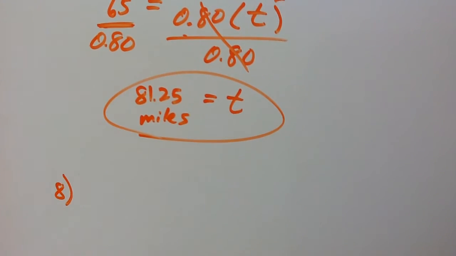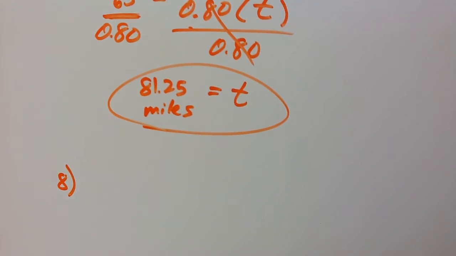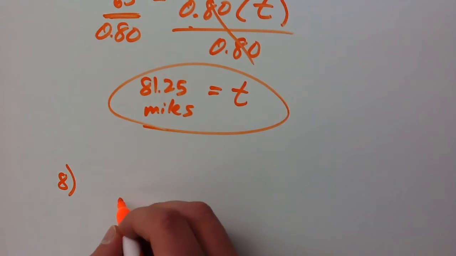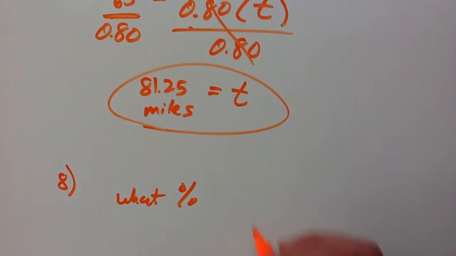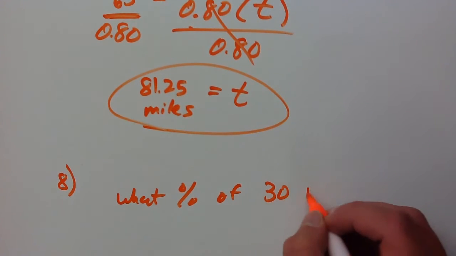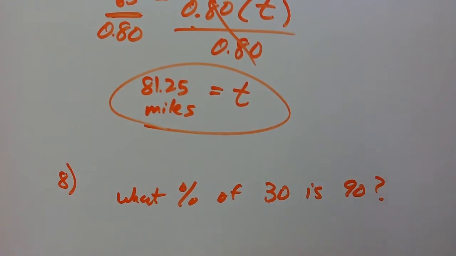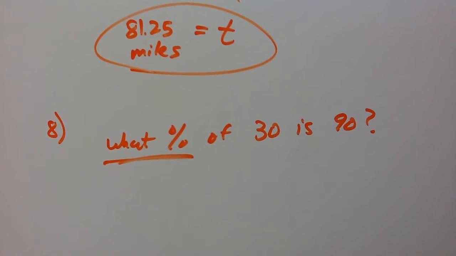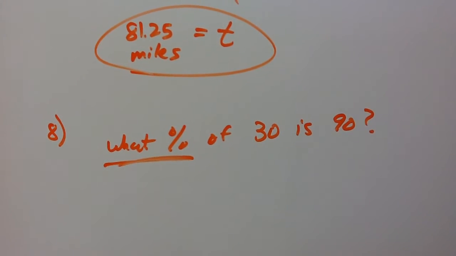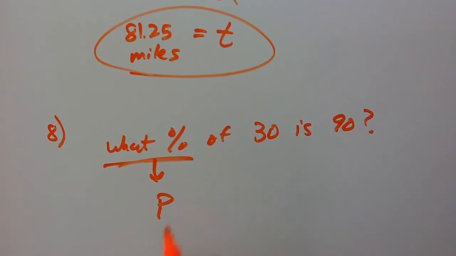Okay, number 8. Number 8 on page 4 says what percent of 30 is 90? Okay, so what percent of 30 is 90? That's what it says, right? So first off, it says what percent. Isn't that your unknown? You don't know what percent, right? So can't you use a variable? Yeah, right? So let's use P for percent. What percent? We don't know, so we're using a variable.